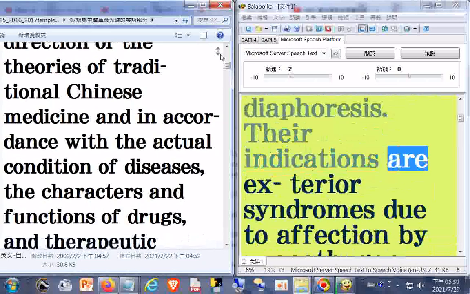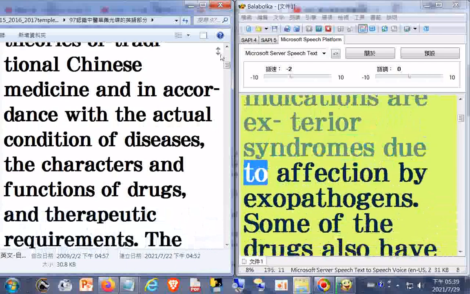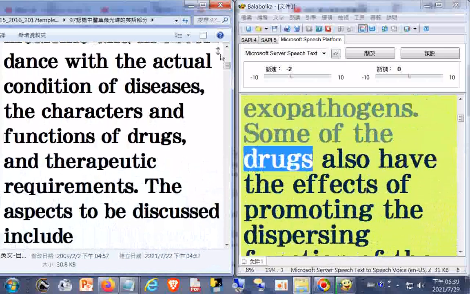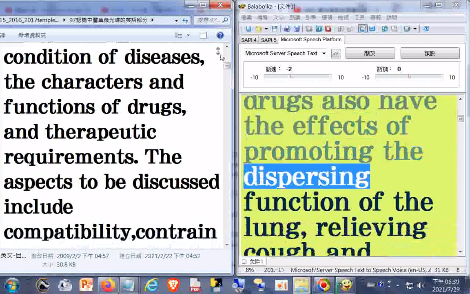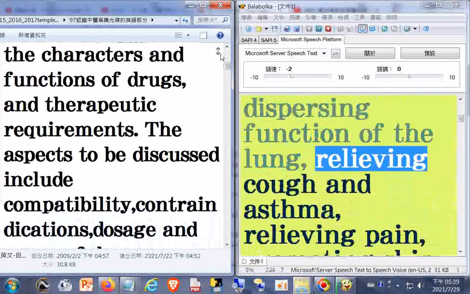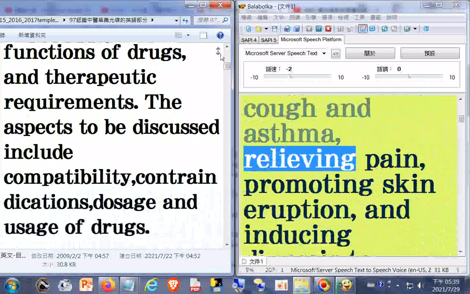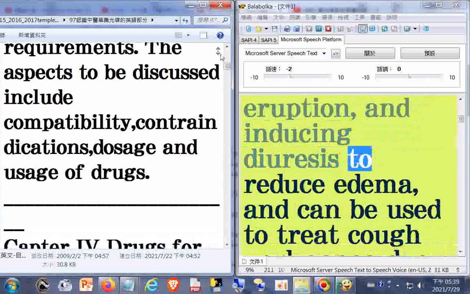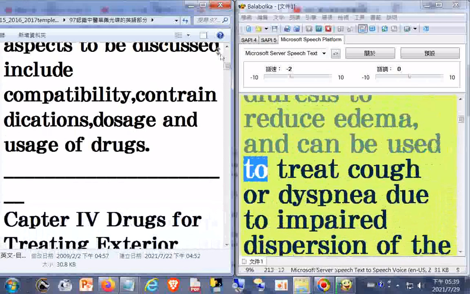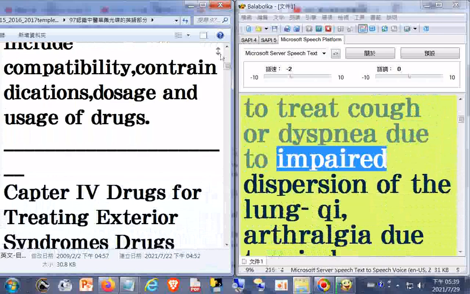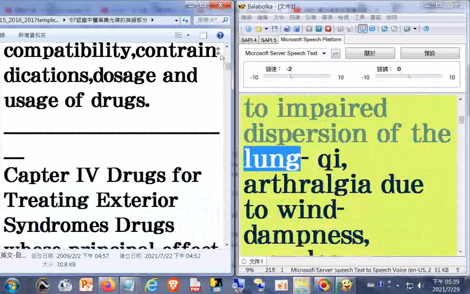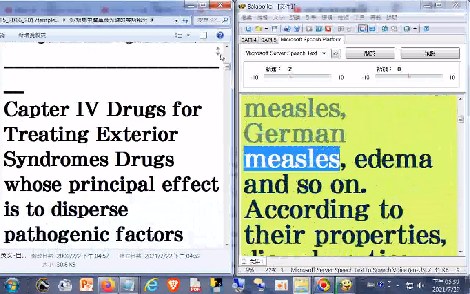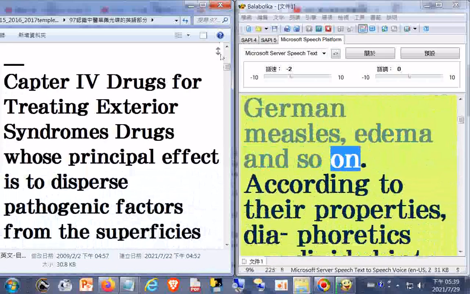Their indications are exterior syndromes due to affection by exopathogens. Some of the drugs also have the effects of promoting the dispersing function of the lung, relieving cough and asthma, relieving pain, promoting skin eruption, and inducing diuresis to reduce edema, and can be used to treat cough or dyspnea due to impaired dispersion of the lung qi, arthralgia due to wind-dampness, measles, German measles, edema, and so on.